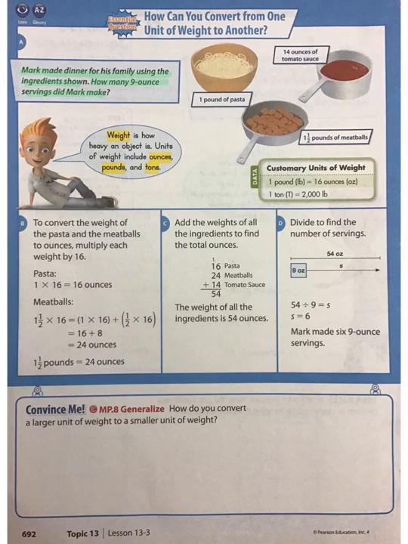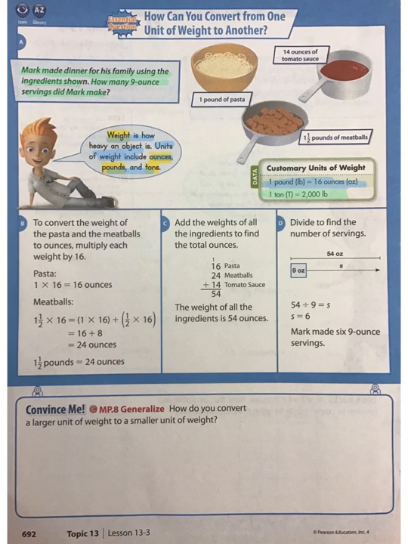Well, in order to do this lesson, you need to understand that weight is how heavy an object is, and units of weight can be measured in ounces, pounds, and tons. There are 16 ounces in 1 pound, and there are 2,000 pounds in a ton.